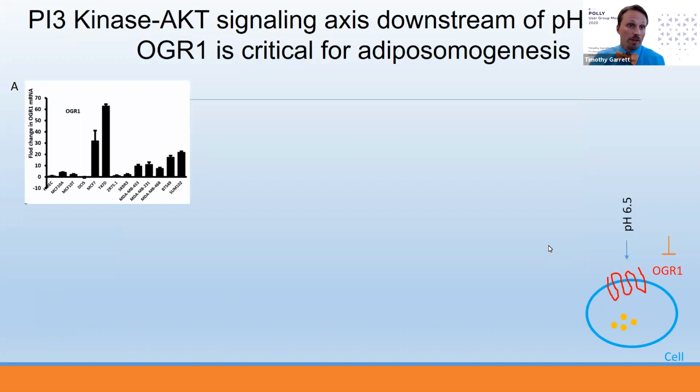Next, we looked at PI3 kinase signaling. So we know, and specifically we looked at OGR1 and found that OGR1 is highly expressed in MCF7 and T47D cell lines. OGR1 is an acid sensing receptor.